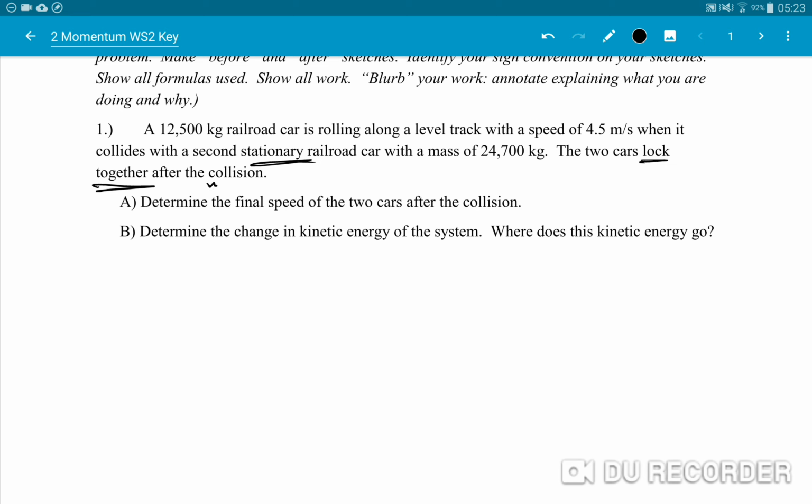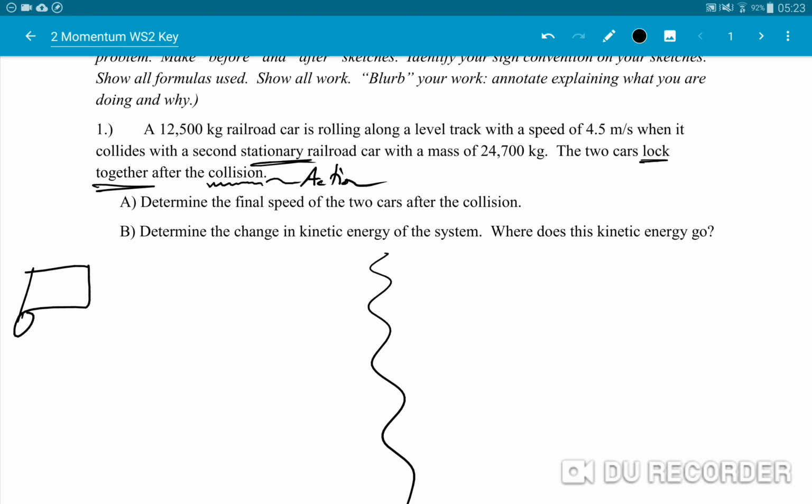And as always, we identify our action there, and that is some collision. And we're going to make 2 pictures here, both before and after this action. So we got one railroad car right here. You're drawing it with me. And this guy, we'll call him railroad car A. The mass of A will be 12,500, and he's rolling along going that way, let's say, with a velocity VA naught of 4.5 meters per second.